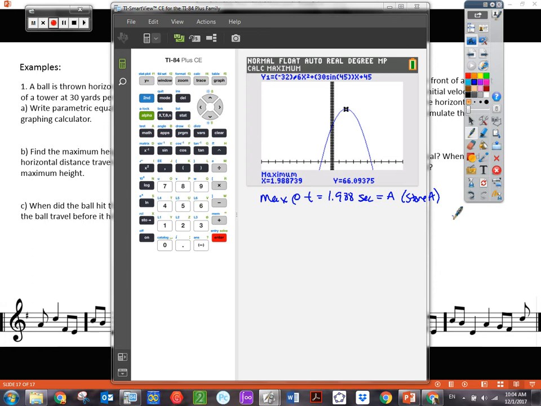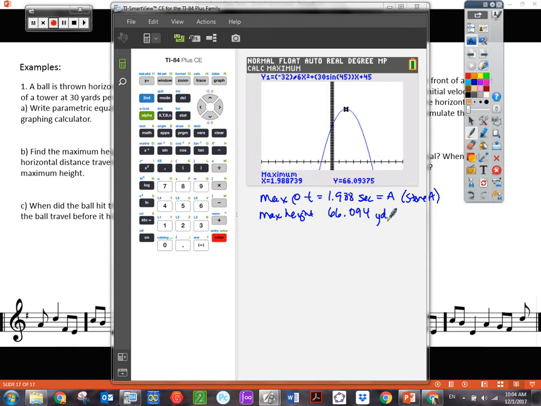So my max time is at 1.988. I'm going to store it in just a moment. My maximum height is at 66.094. What are we in, yards? We're in yards. Okay, so I have my max when it happened, and I have my max height.